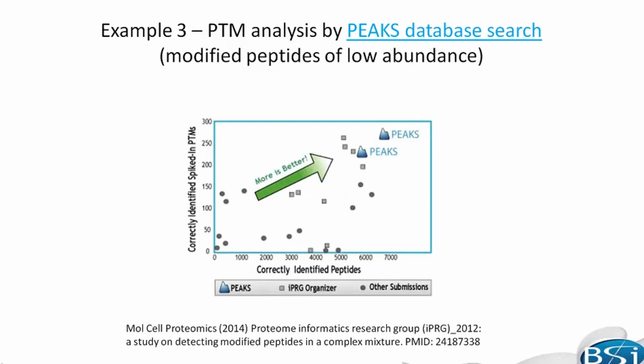So this is just showing how PEAKS was able to do in this case. Showing here in the plot, on the x-axis we have the number of correctly identified peptides, and on the y-axis the correctly identified spiked-in peptides with the PTMs. Generally speaking, PEAKS did really well when you consider both the correctly identified peptides and the correctly identified PTMs. It was able to perform pretty well in comparison to the other tools, so we're just highlighting the PEAKS identifications here.